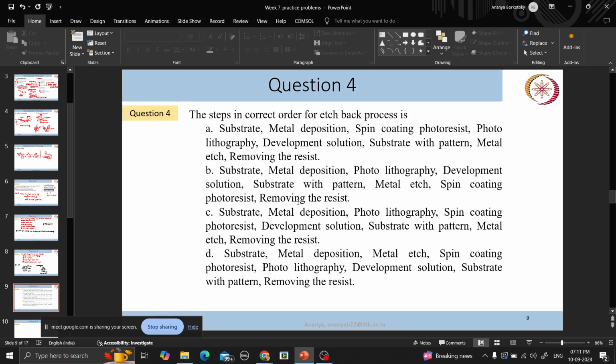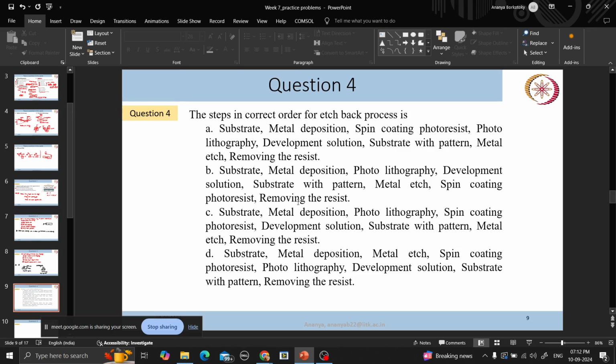Option C is you will start with substrate, do the metal deposition and lithography. Again do the spin coating of photoresist. So here photolithography means the UV exposure. Then you will do development. You will get substrate with pattern. I will do the metal etching and then remove the resist.